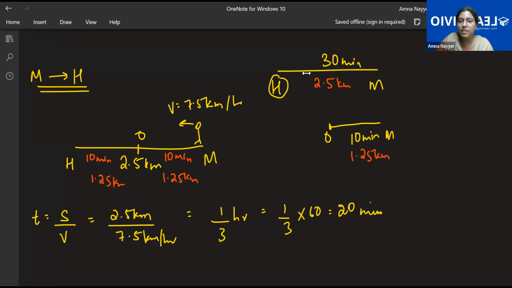Tell me, did you get this? Why am I taking this half? From the starting 0 to 30, and then from the market to the midpoint 10 minutes. So total becomes 0 to 40 minutes. Is it clear to everyone?